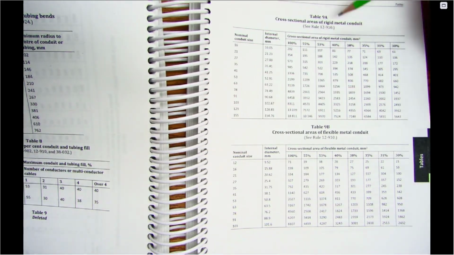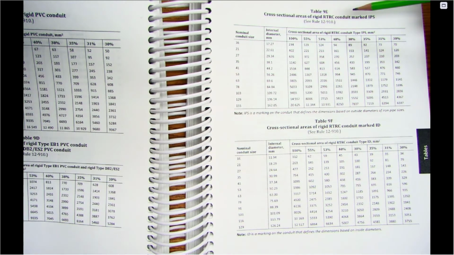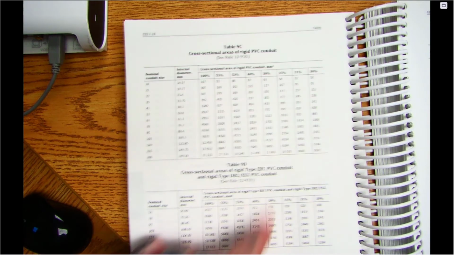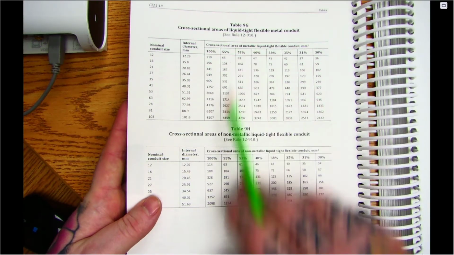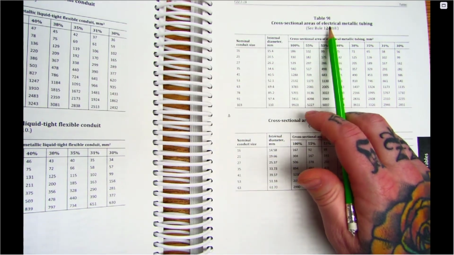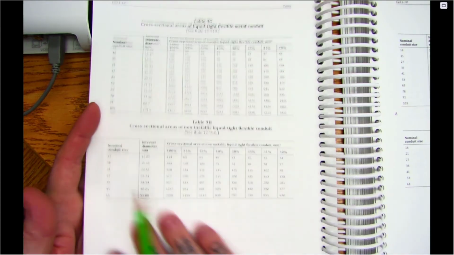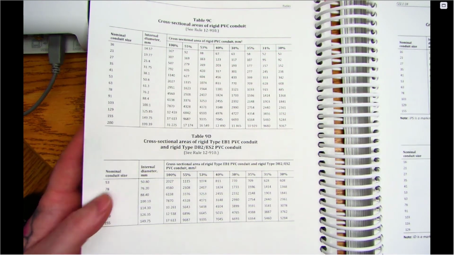This is listed by the different types of conduit. So rigid metal, flexible metal. This table 9C is rigid PVC, EB1, DB2, rigid RTRC. Okay, so they all have their subheading. There's a lot of them: liquid tight flex, non-metallic liquid tight, EMT, ENMT. Okay, there are obviously several. Make sure you're in the right table. So this one specifically said we need to know what size of rigid PVC.